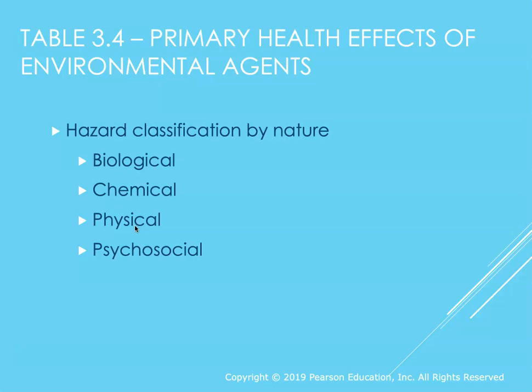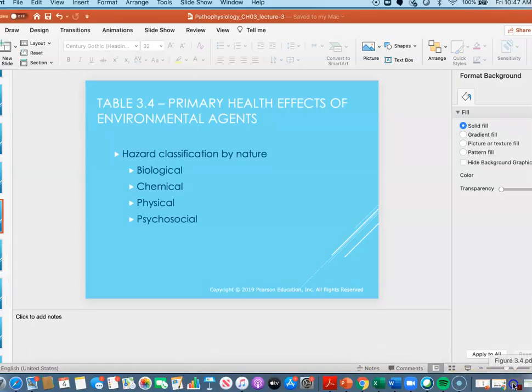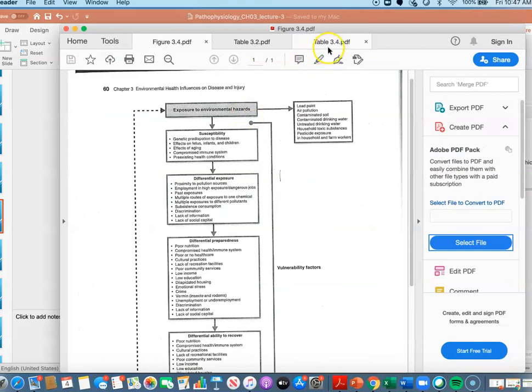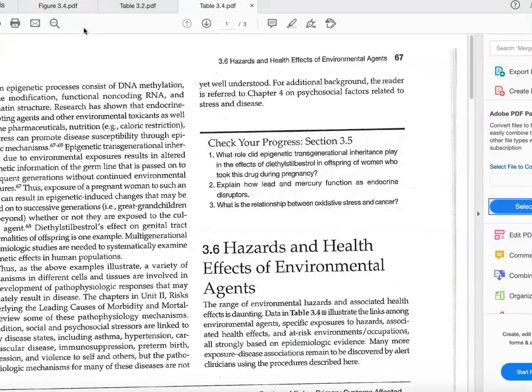So I guess this is taking more of a pathophysiology type of approach here: here's an agent, what are the sources of exposure, how can it enter your body, and then what systems would primarily be affected. So let me just quickly pull that up. I'm not going to go through the whole thing right now. You guys can take a look at that yourself. So this is table 3.4.